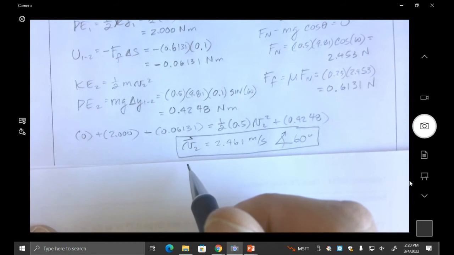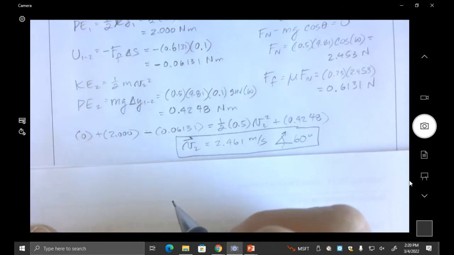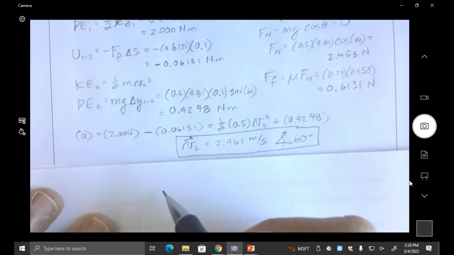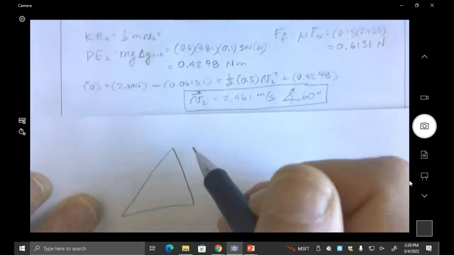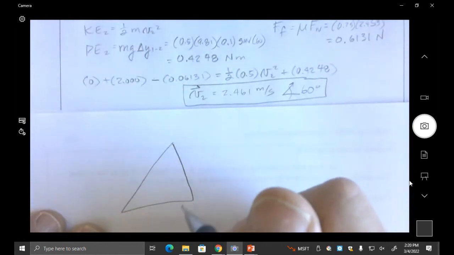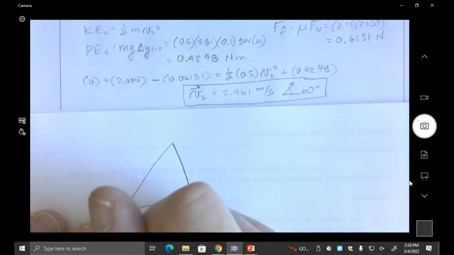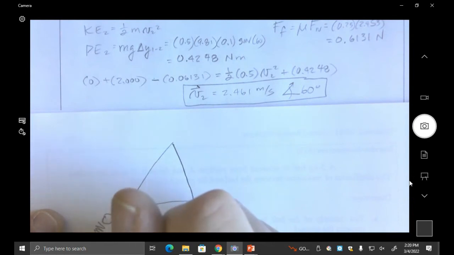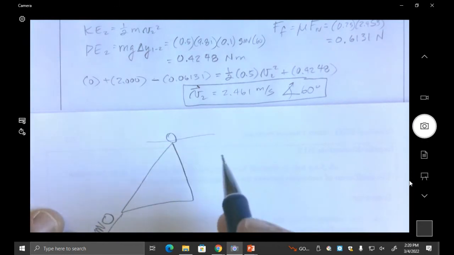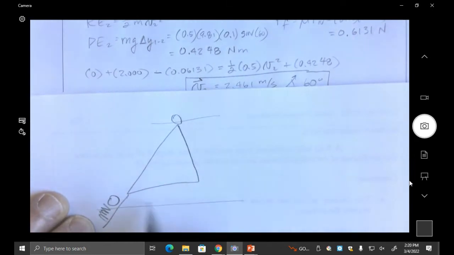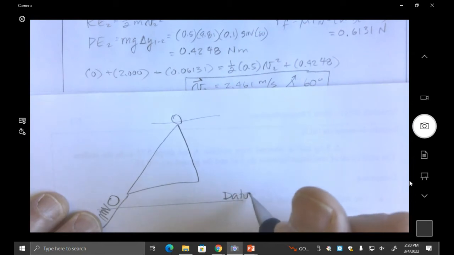Okay, well, what we have to do here to approach part B, what is the minimum compression of the spring? I think it's best to draw another, that looks like a terrible triangle, thing here and set it up. All right, so it's got to reach up to there, right? So that's how high this thing needs to go. And here's the bottom. And here we're going to go to the datum.